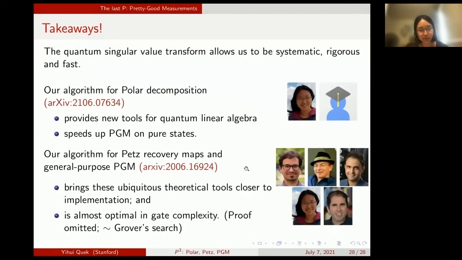We've shown algorithms for implementing three tools. Our algorithm for polar decomposition provides new tools for quantum linear algebra and also speeds up PGM on pure states. Our algorithm for Petz recovery maps and general purpose PGMs implements tools that appear a lot in the quantum information literature, but previously they were only theoretical. This is the first time anyone has proposed an implementation of them on a quantum computer. And secondly, it's almost optimal in gate complexity. So with that, I'm going to end my presentation.